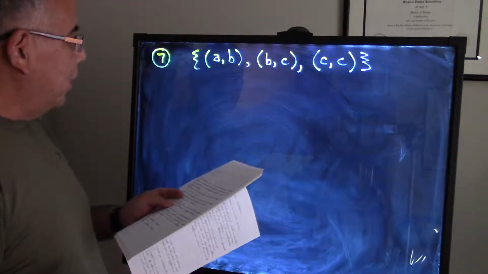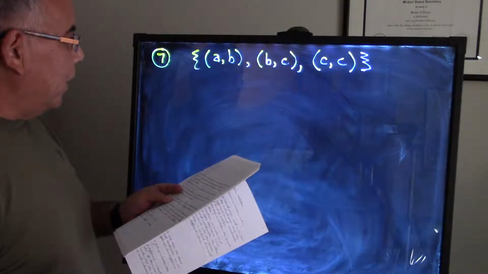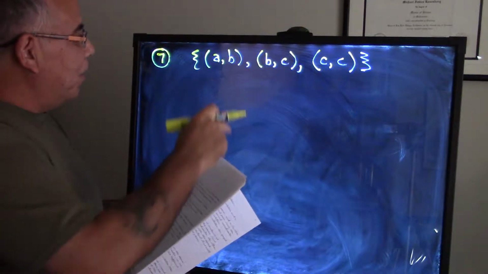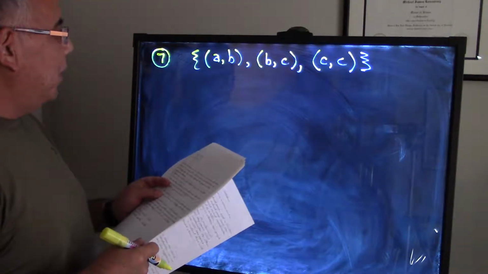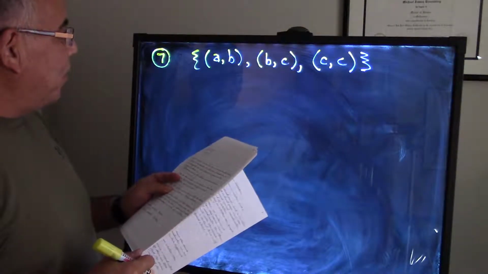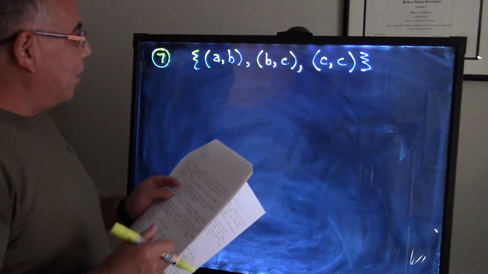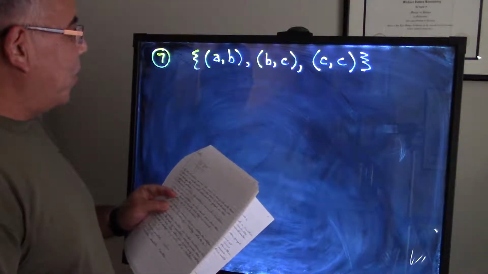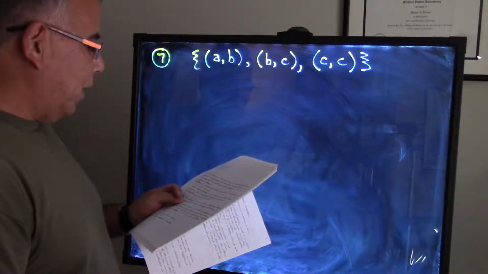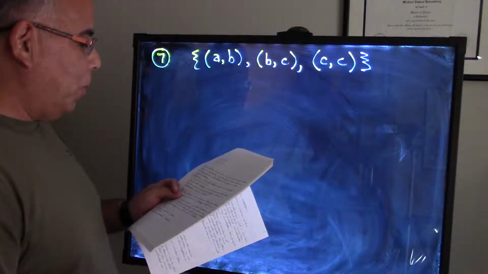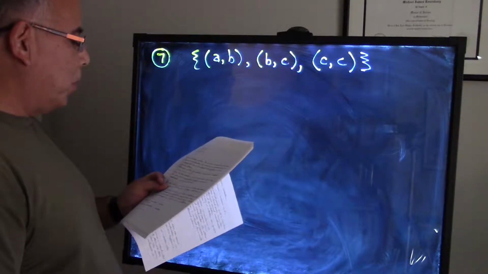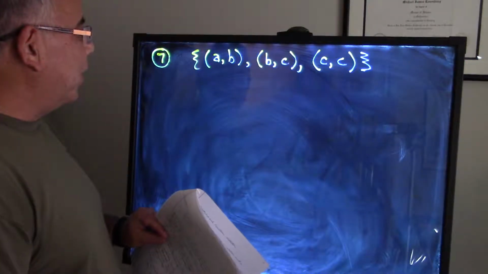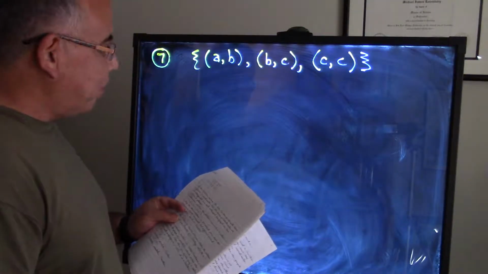Is this a function? Well, if it's not a function, you're going to have ordered pairs with the same x coordinate but 2 different y coordinates. But I don't see that here. Okay, the same x coordinate but 2 different y coordinates, that wouldn't be a function. But no 2 ordered pairs here have the same first coordinate but different second coordinates. Alright, so it's definitely a function.